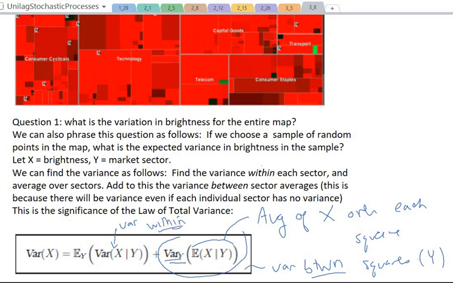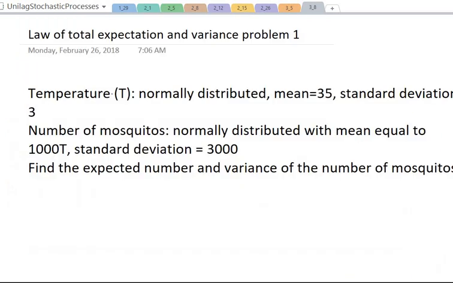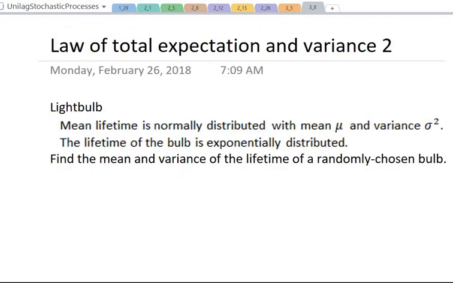Now, I've got two problems here that illustrate this that I want you to do in class. I'll just show these. Here we have two random variables. One will correspond to x, and one will correspond to y. So you can figure out which one is x and which one is y. And here's another one where we have an x and a y.